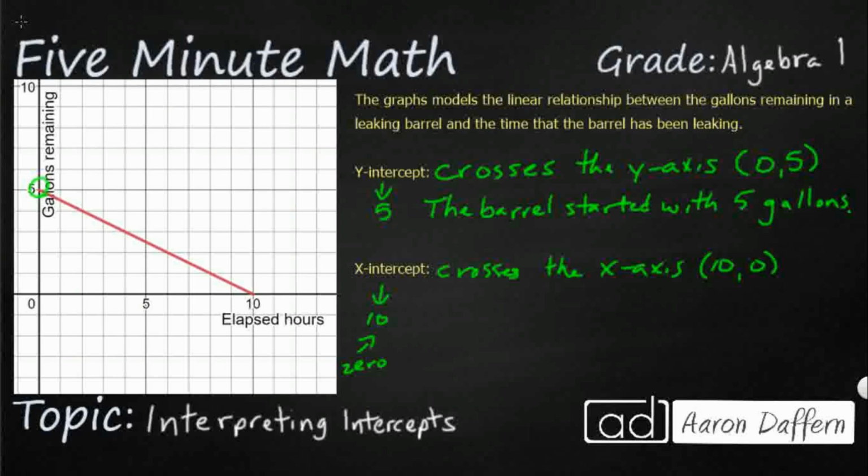So how can we interpret that? We can say it took 10 hours. These are elapsed hours. 10 hours for the barrel to drain or to empty. So that's how we would interpret that. Once it gets to 10 hours, it's an empty barrel. There's nothing left to drain. Let's look at another example.